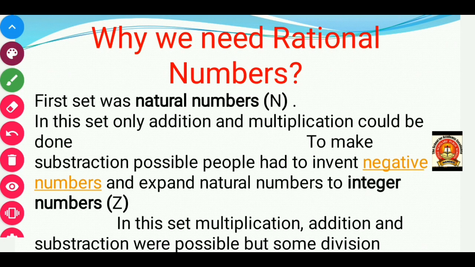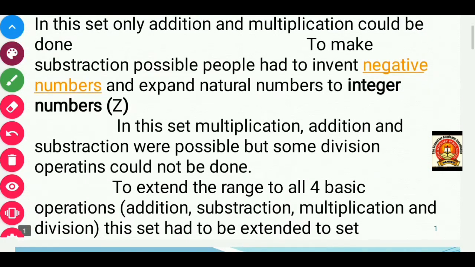And we are having natural set, so in this set only addition and multiplication could be done. So what about the negatives? When we have to deal with the negatives, we have expanded these natural numbers and we have used integer numbers. So integer numbers, in our last session we have seen the details of the integers and the main operations. In this set, multiplication, addition, and subtraction were possible, but some divisions could not be done and will not satisfy the properties of division under these integer properties.